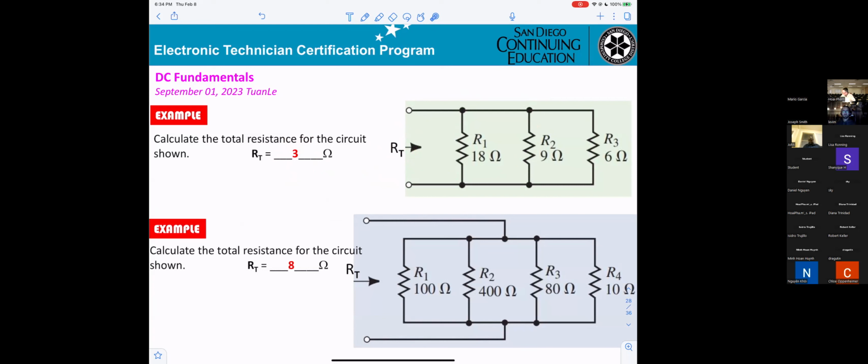And now you have R1, R2, R3, R4. However, they want the total resistance from this point to this point. So the first thing I look at, I know R1 is parallel with R2. Then you can combine.